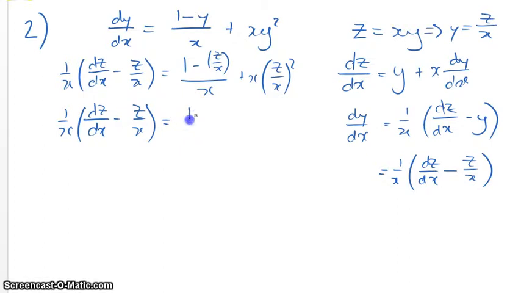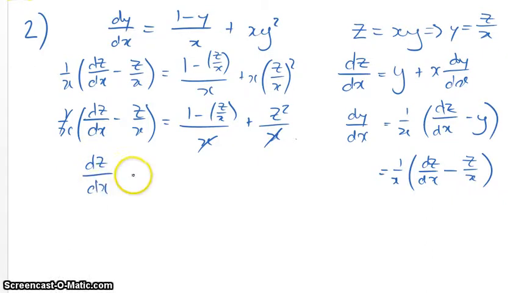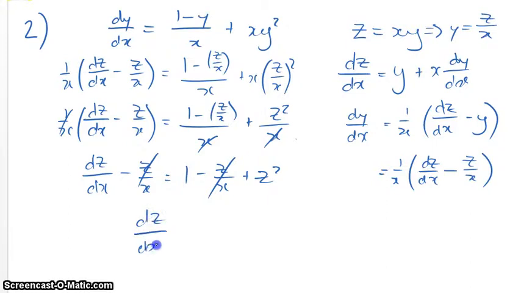So this is 1 minus z over x. Expanding that, I get z squared over x. You see there's a divided by x everywhere, so I'm just going to cancel that out. So I get dz/dx minus z over x is equal to 1 minus z over x plus z squared. Going to cancel those out. dz/dx is 1 plus z squared, which is what I wanted to show, so we're happy.